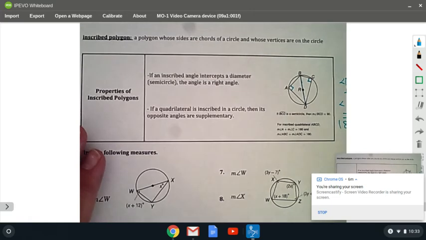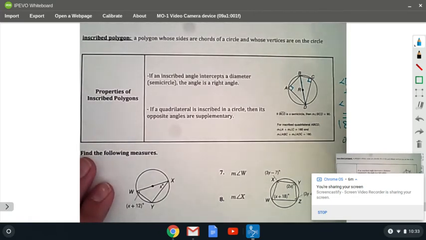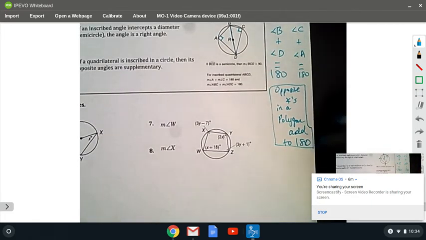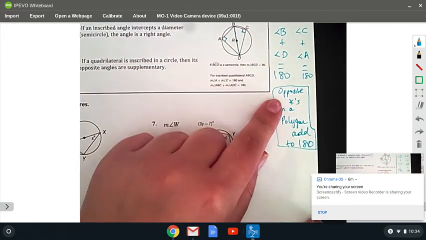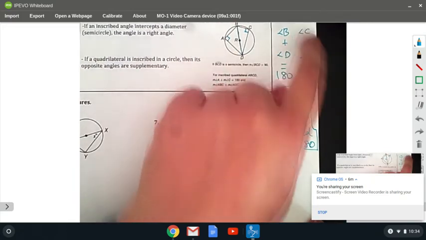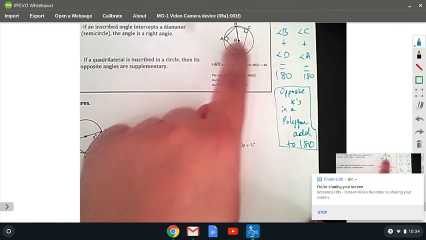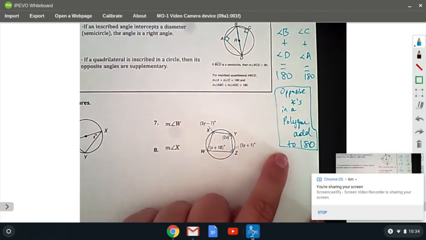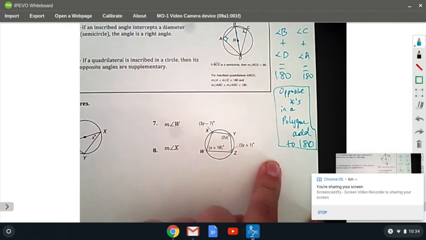So something that's really important with these is that opposite angles in a polygon add to 180. Oop, I didn't even know you couldn't see what I was just writing. Sorry. So B and D equal 180 because they're opposite each other. C and A add to equal 180 because they're opposite each other, plus they're 90. Opposite angles in a polygon add to 180 is the biggest thing you need to take away from here.